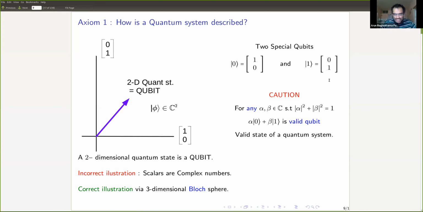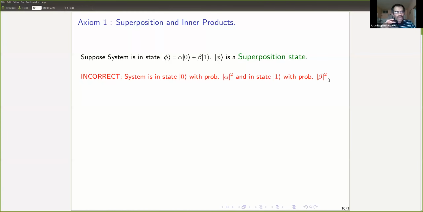So the first difference we see clearly is that whereas a bit can take either the value 0 or 1, a qubit can take any superposition state. So alpha and beta can be complex scalars so long as mod alpha squared plus mod beta squared is equal to 1. Okay, so the norm of the vector should be 1.